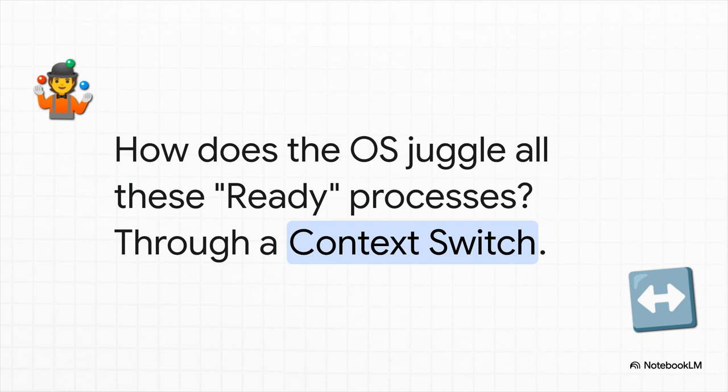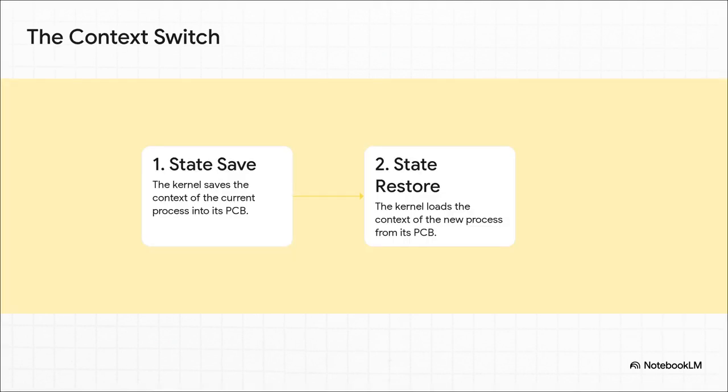The mechanism that makes this all possible is called a context switch, and it is the very heartbeat of a modern operating system. It's actually a really elegant two-step dance. So the OS decides it's time to switch. Step 1, it freezes the currently running process. Let's call it P0. And it saves its entire context.